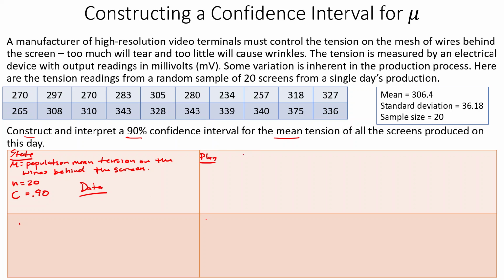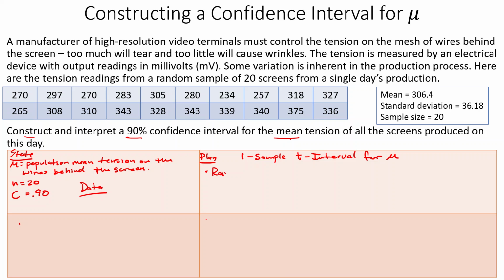So the plan is to do a one sample, because we have one sample. We're finding mean, so that means we're doing t. So a t interval for mu. Notice I never write x bar here. It's always mu, because we're always finding the interval to try and infer what the population mean is. Now we check our three conditions.